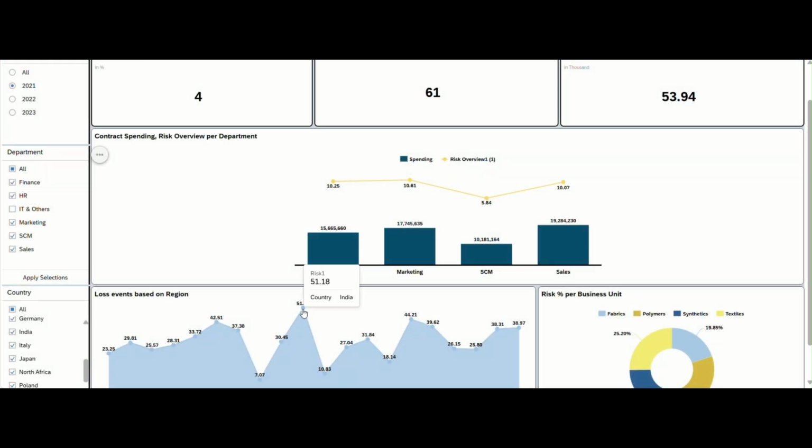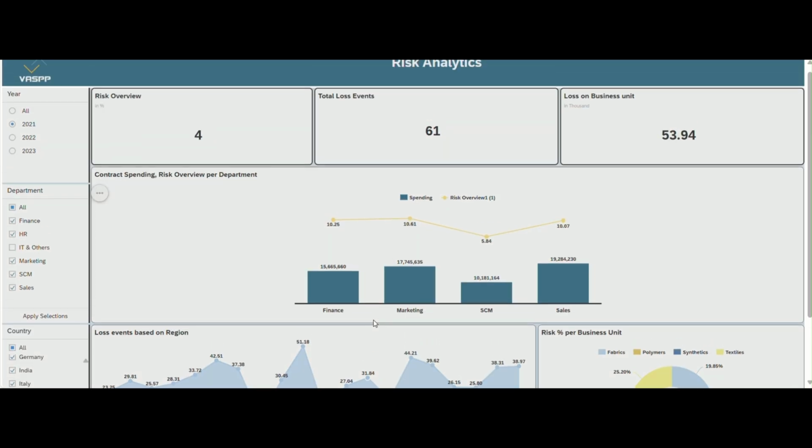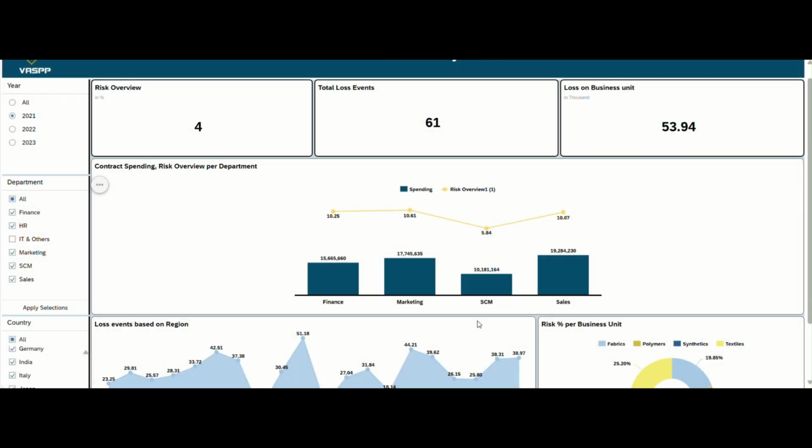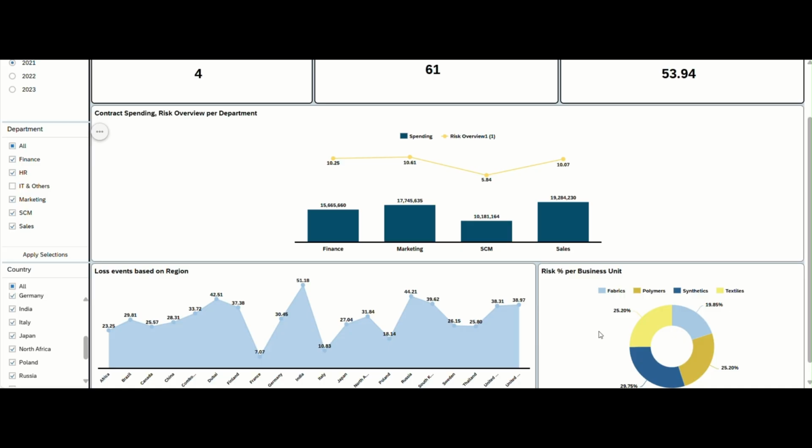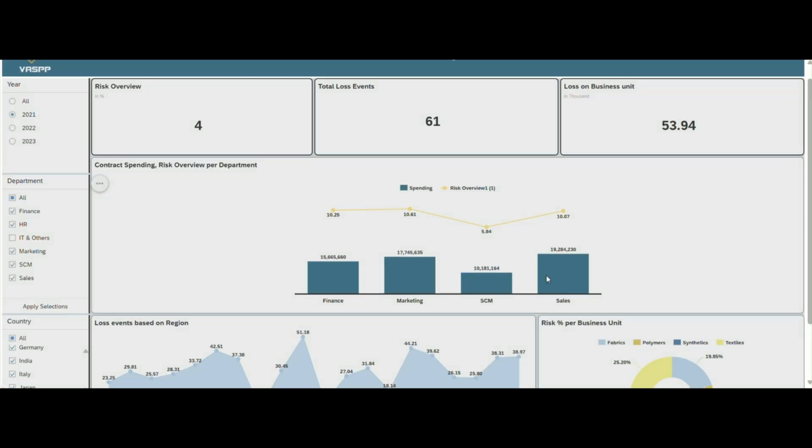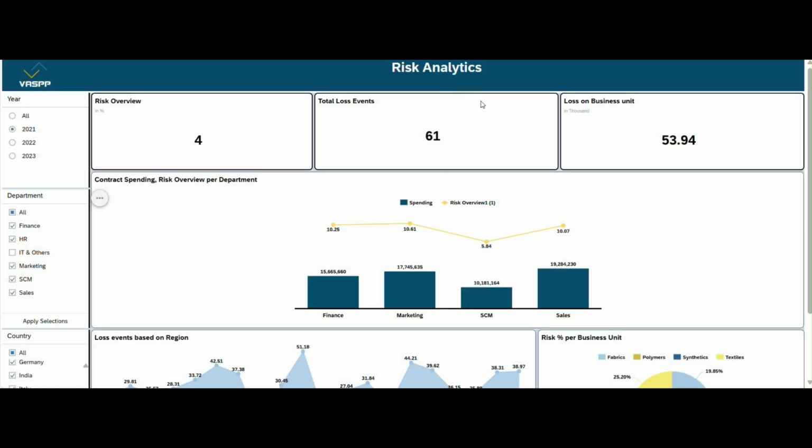Whether you're negotiating a new contract, renewing insurance, or setting internal audit priorities, the dashboard provides clear visual insights to back your decisions with data. You don't have to guess. You have the full picture right in front of you.